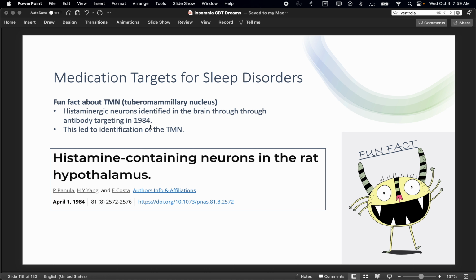So here's another random fun factoid: the TMN, those histaminergic neurons, were identified because there was antibody targeting that was done when they were trying to figure out what these receptors were in 1984, and when they lit up the brain with those antibodies and imaged it, they said, ta-da, there is the TMN. There is a primary location of where histaminergic neurons are coming from.